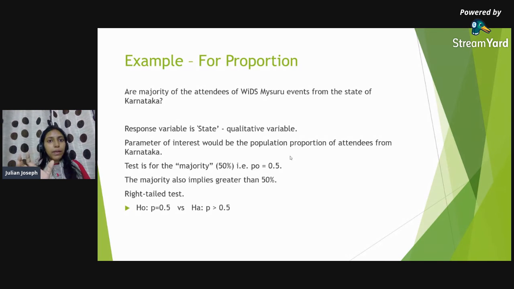If this is our question, what would be our response variable? Here, state is the state of Karnataka, so it's a qualitative variable, categorical data. And our parameter of interest is the population proportion of attendees. When we say majority, the p naught is going to be 0.5, and majority also implies that it has to be greater than p naught. So your alternate hypothesis is p is greater than 0.5. So it's a right tail test.